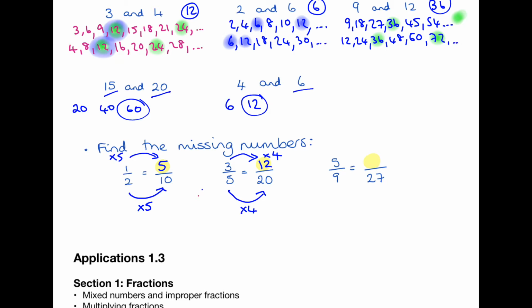So 3/5 is exactly the same size as 12/20. And then the last one of the starters today, we can see that 9 times 3 is 27. So we need to make sure the top number is also multiplied by 3. So that gives us 5 times 3 is 15. So 5/9 is exactly the same size as 15/27 because those fractions are equivalent.